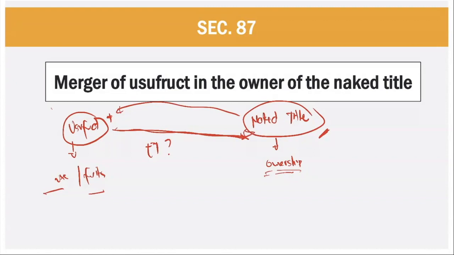So usufruct and naked title. Nag-merge na siya. Usufruct, namatay yung may-ari. So napunta lang uli doon sa totoong may-ari yung usufruct. So wala naman talagang transmission kasi sa kanya naman talaga yan. Okay? So yung usufruct parang pinahiram lang.